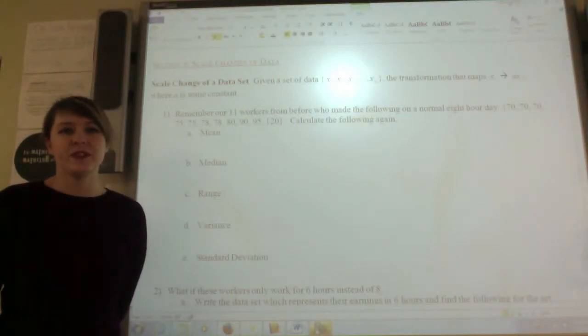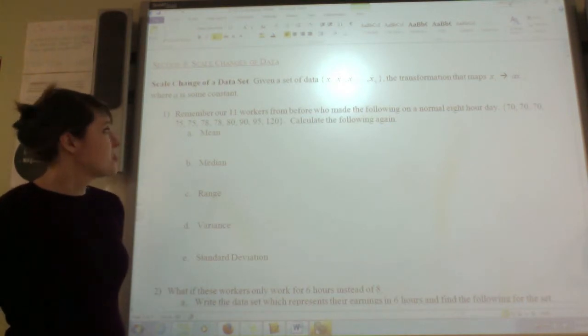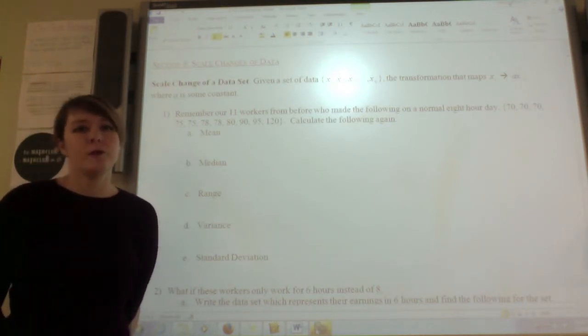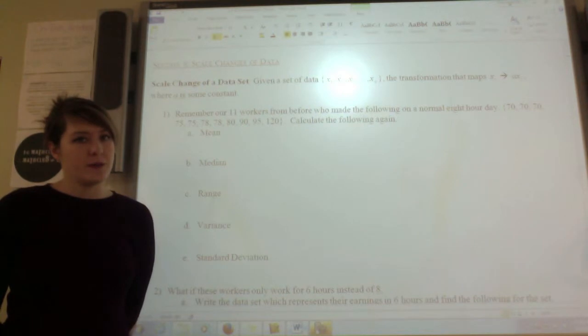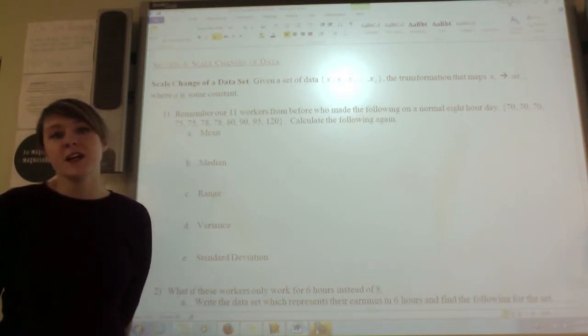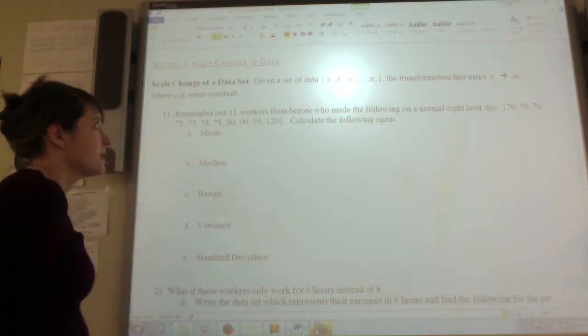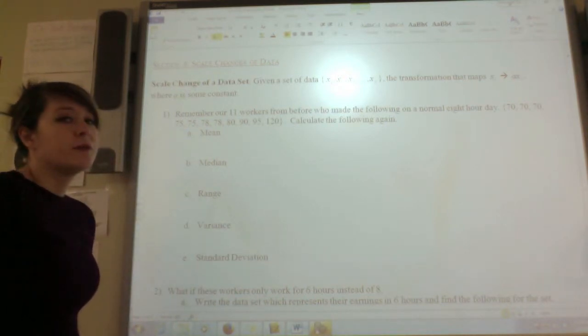Hey guys, today we're doing Chapter 3, Section 6, which is on scale changes of data sets. If you remember from Section 3, I believe it was, we did translations of data sets, where basically we're just applying the principles that we learned about translations on graphs to data. That's essentially what we're doing here.